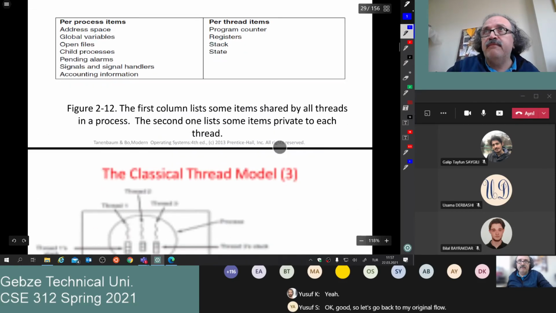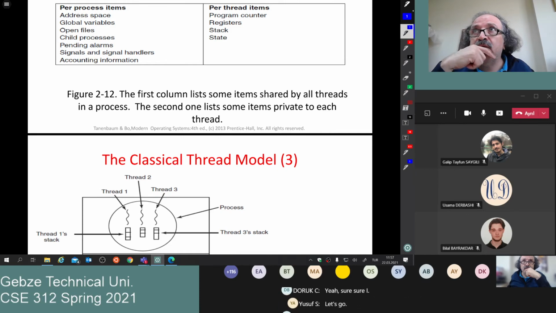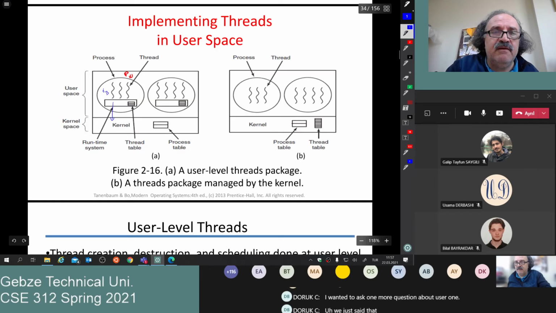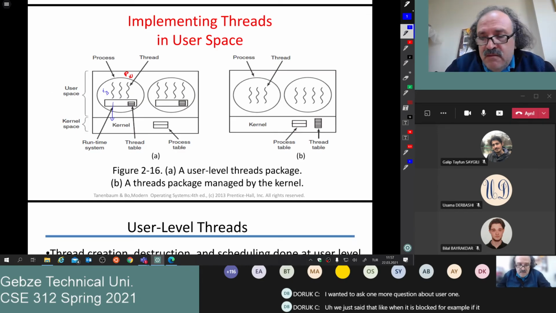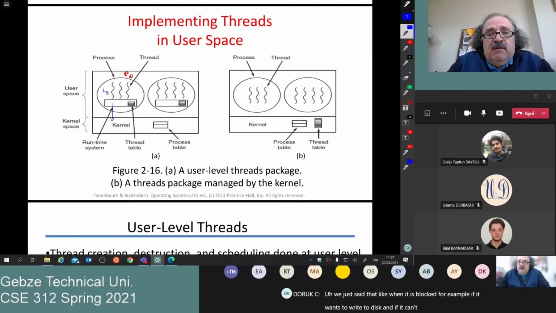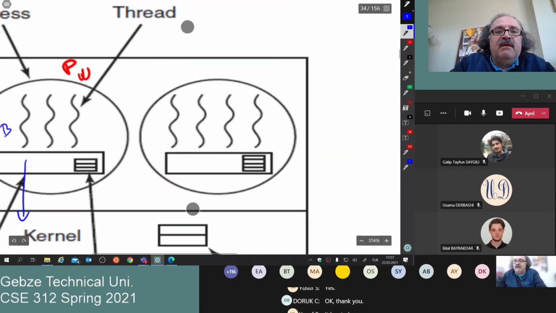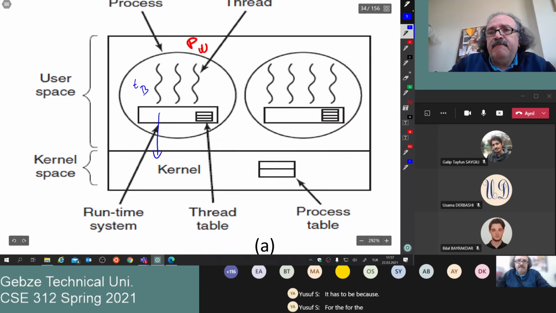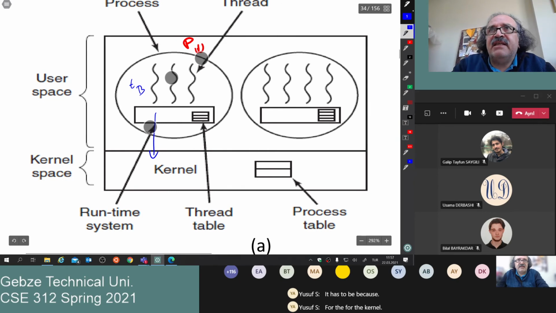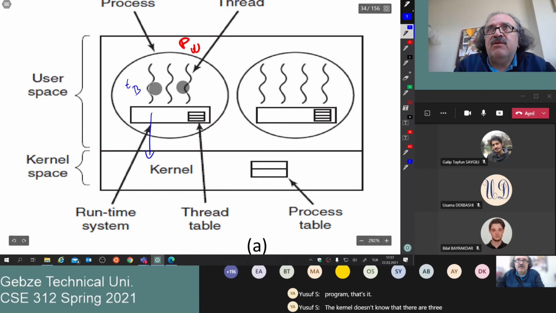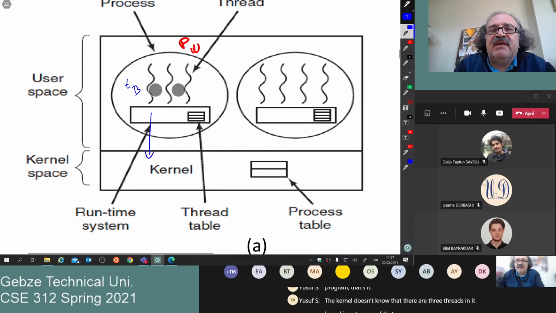Sir, I wanted to ask one more question about user-level threads. We just said that when a thread is blocked, for example, if it wants to write to the disk and it can't, the whole process is waiting. It doesn't switch between threads in user space. Yes. It has to be, because for the kernel, this process is a single process running a single program. The kernel doesn't know that there are three threads in it. The kernel is not aware of the parallelism within that process.